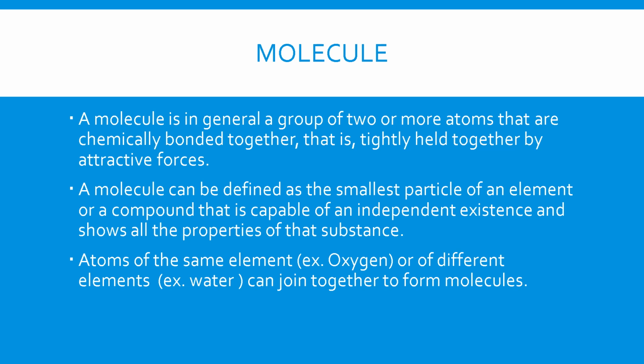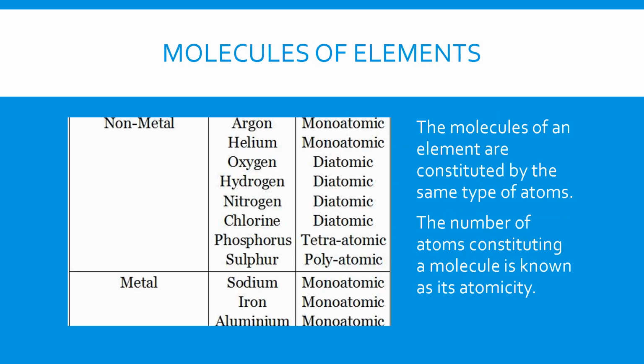Now, depending upon the type of atoms present in the molecule, there are two types of molecules. The first type is the molecule of elements. The molecules of an element are constituted by the same type of atoms. And the number of atoms constituting a molecule is known as its atomicity. For example, you can see in the table, the molecule of argon is made up of only one atom, and therefore the atomicity of argon is monoatomic.